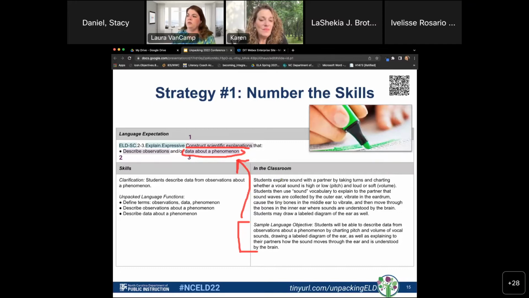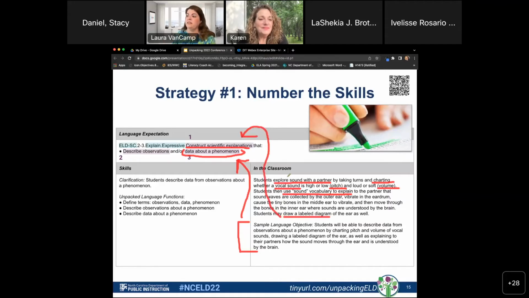So if we go back up to our skills, they're explaining something to their partner. They're explaining pitch and they're explaining volume. All right, so that hits skill 1. The second thing they're doing, describing observations. What are they observing here? They are observing the charting of this vocal sound, the pitch and the volume. So they're charting, so they're going to have an anchor chart in front of them. That's observations. And number 3, the data, that's our label diagram. So all 3 of those fit perfectly with the classroom scenario and our simple language objective.